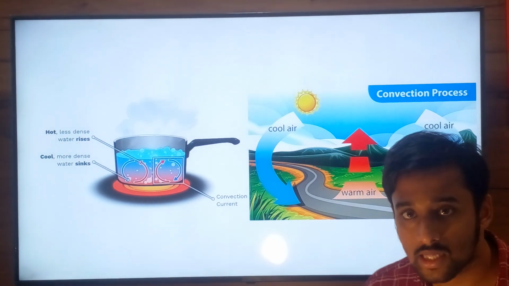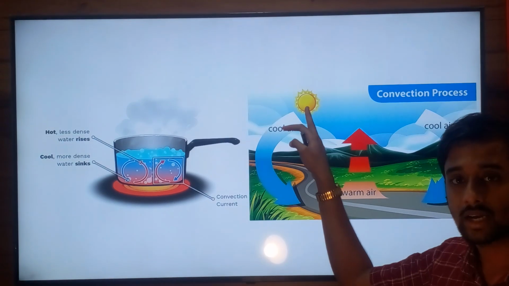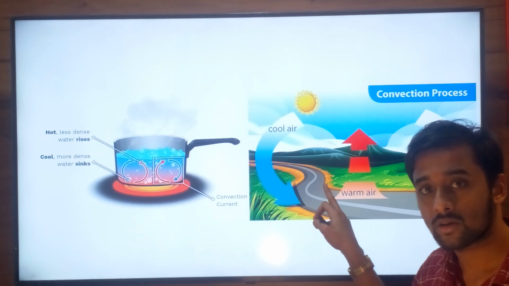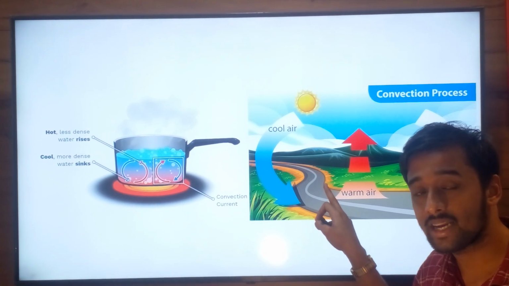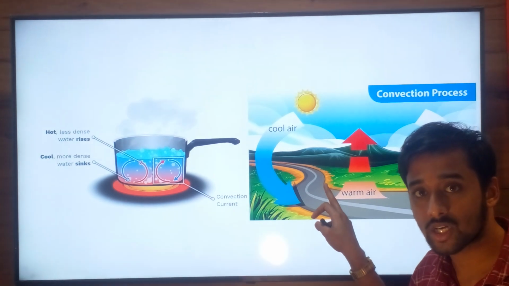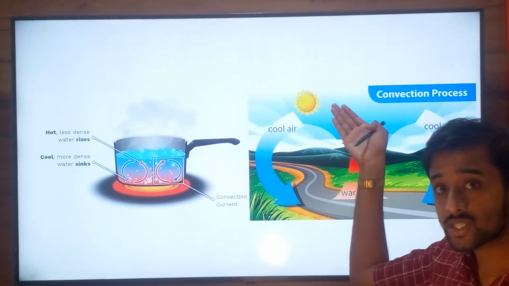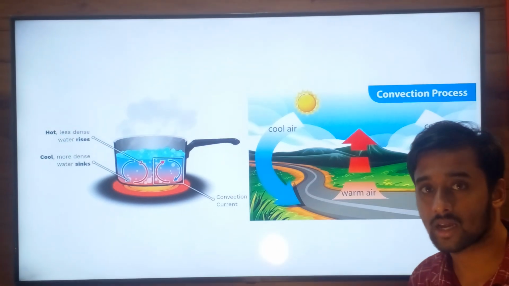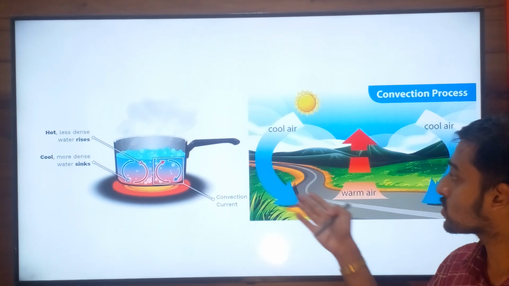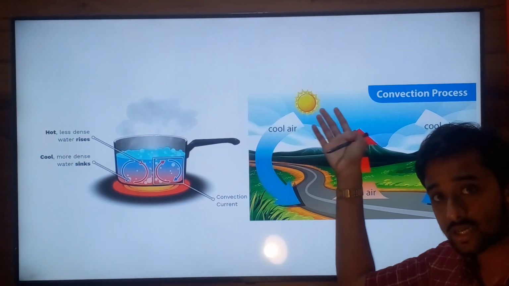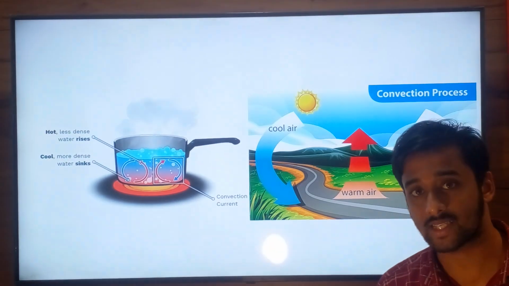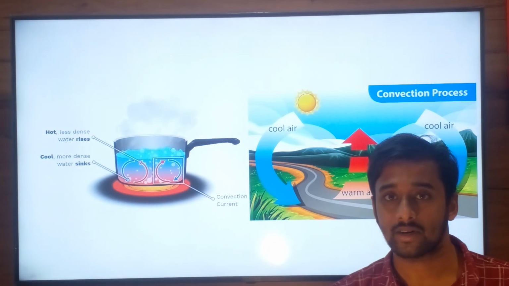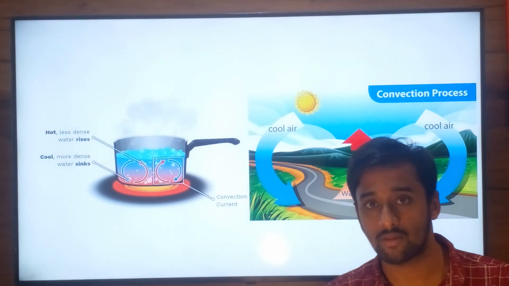Now, the same thing happens in the atmosphere. When the sun shines, the land gets heated up, and the air layer close to the ground, in contact with the ground, gets heated. When it gets heated due to conduction, the warm air layer rises up in the atmosphere and is replaced by cooler air surrounding that surface. So in this way a cycle is established, the convection cycle, in which there is updraft and downdraft simultaneously. Heat is distributed in the atmosphere.